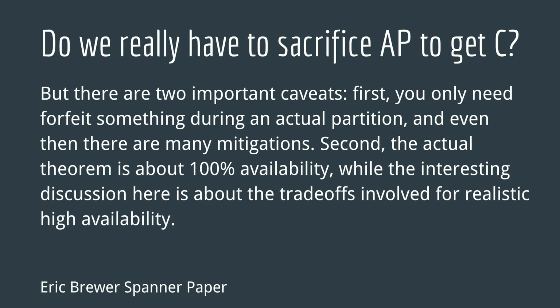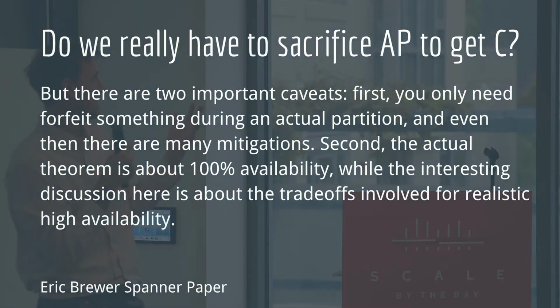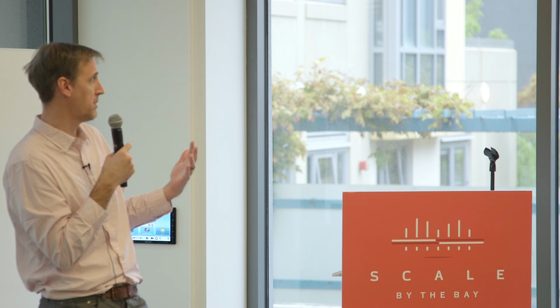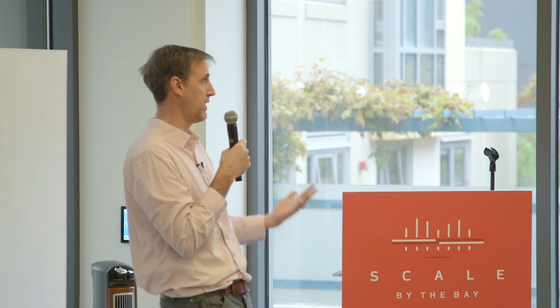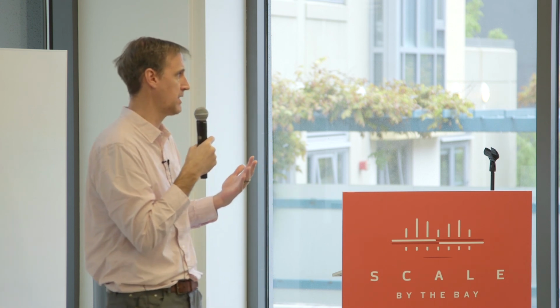Eric Brewer, in the Spanner paper where he introduces Spanner, says there are two important caveats to his theorem. Eric Brewer is the inventor of the CAP theorem. He says, first, you only need forfeit something during an actual partition, and even then there are many mitigations. Second, the actual theorem is only about 100% availability, while the interesting discussion is about the trade-offs involved for realistic high availability. So what he's really saying is, do we really have to sacrifice everything? Do we have to sacrifice consistency because of AP?